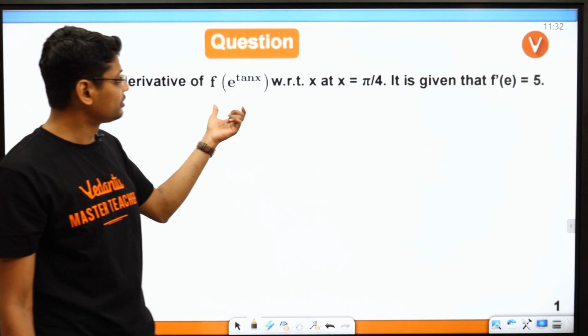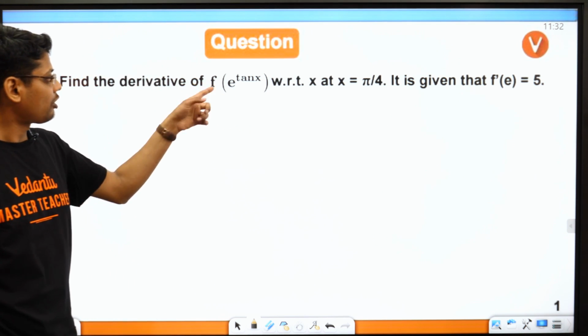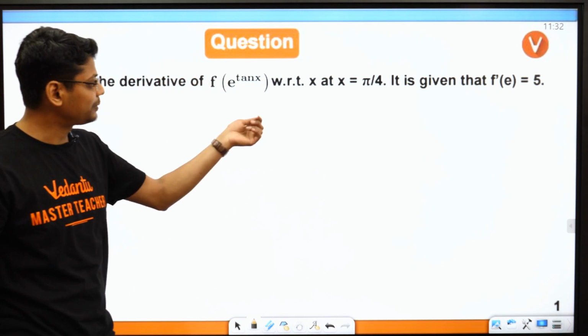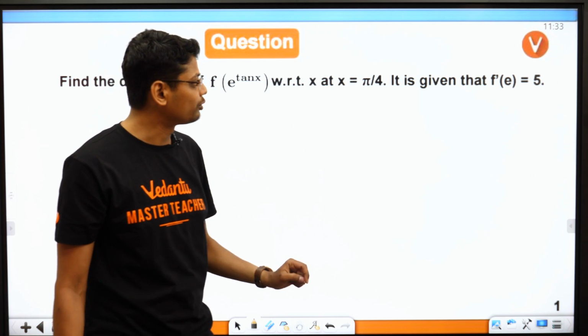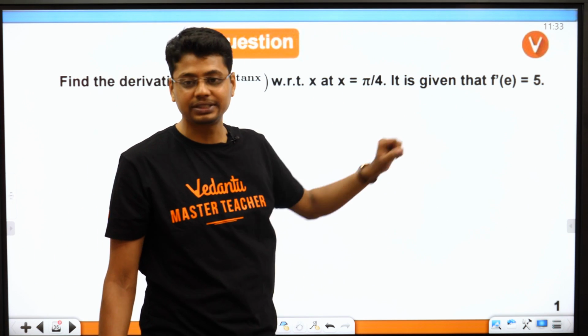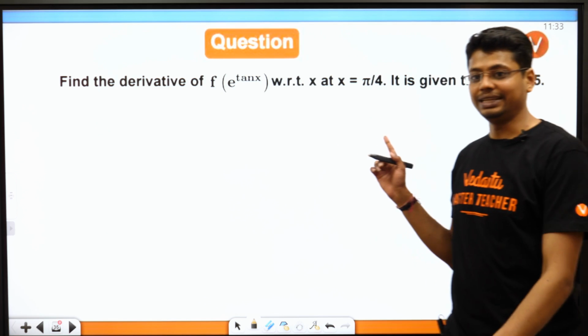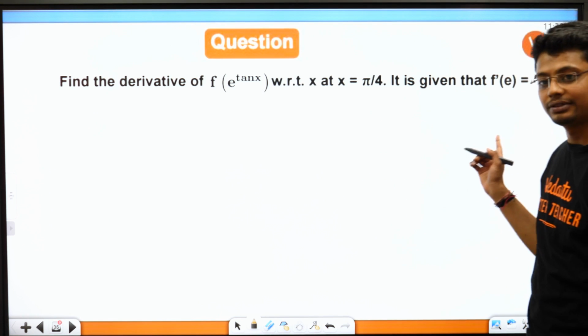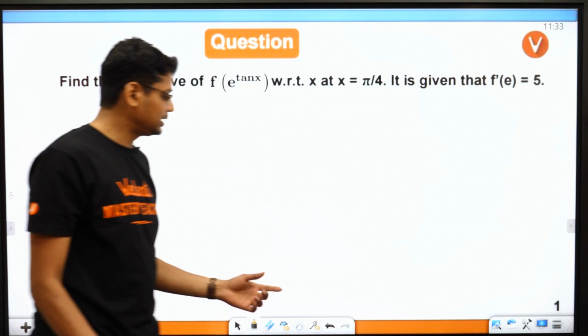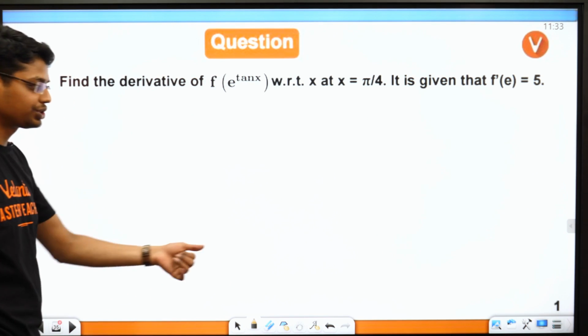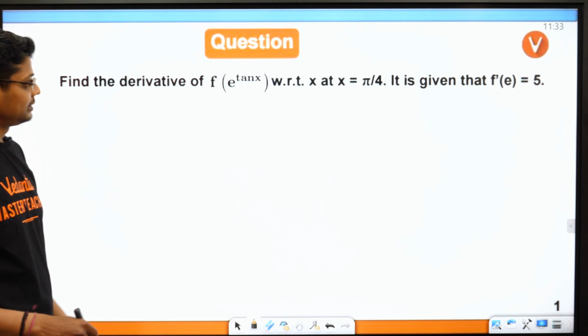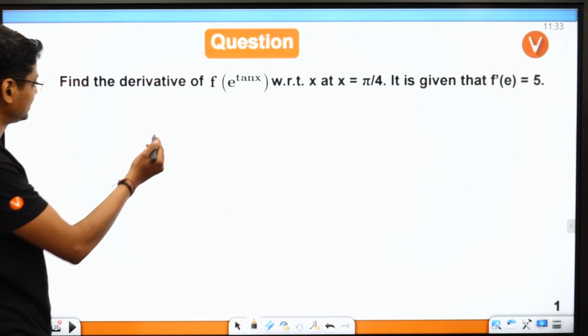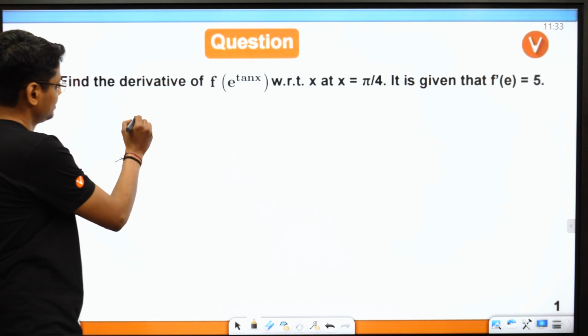So we have to find the derivative of f of e to the power 10x with respect to x at x equal to pi by 4, and we have been given one more piece of information, that f dash e is equal to 5. So this is a typical 1 mark question, and it is important. Generally students make mistakes here.